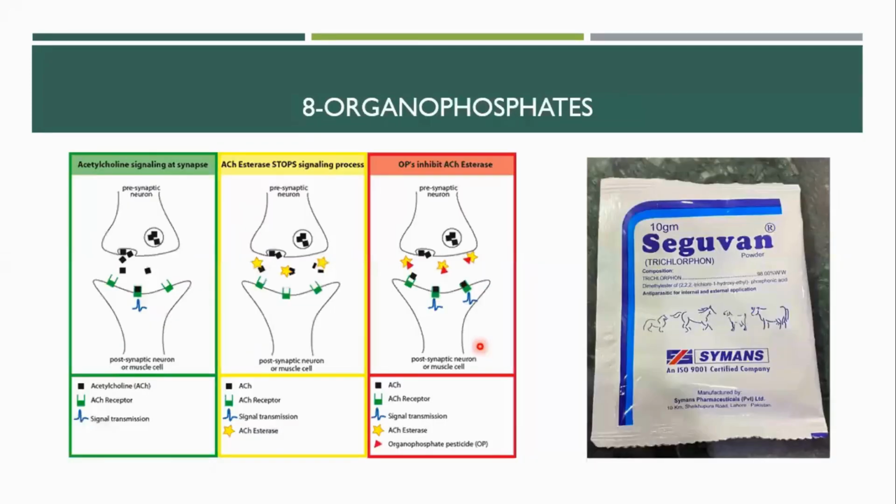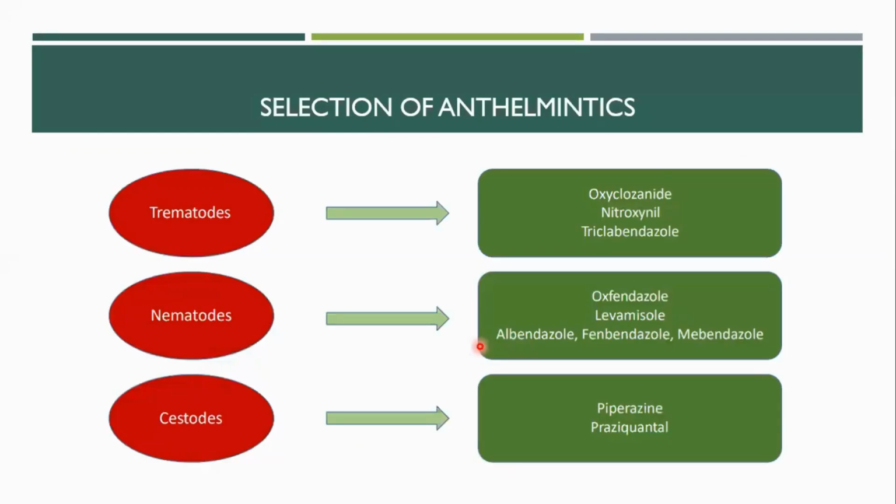So these were the 8 groups of anthelmintics. If we go towards the summary of these 8 groups, that which anthelmintic should be used for which category of the parasite. So this is a very brief summary that for trematodes, you can use oxyclozanide, nitroxynil, and triclabendazole. For nematodes, you can use oxfendazole, levamisole, albendazole, fenbendazole, and mebendazole. As far as the cestodes are concerned, the drugs of choice for cestodes include piperazine, praziquantel, and niclosamide. So this is all about deworming and anthelmintics that are used for deworming.